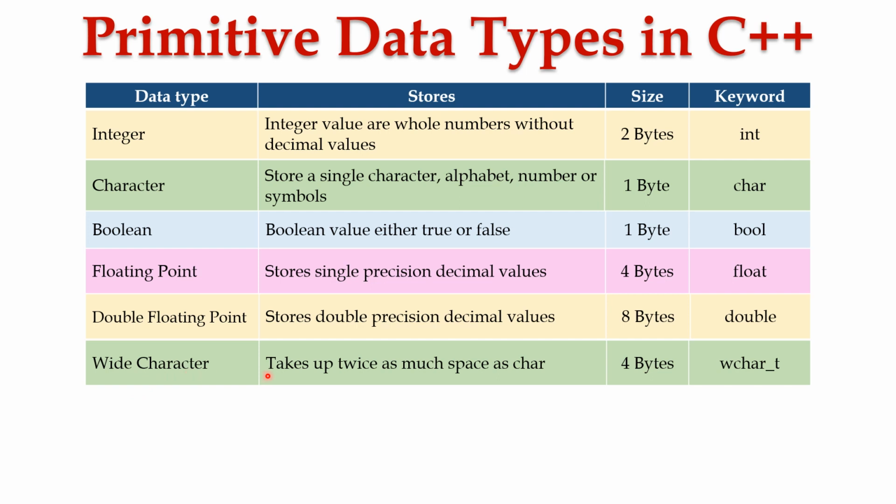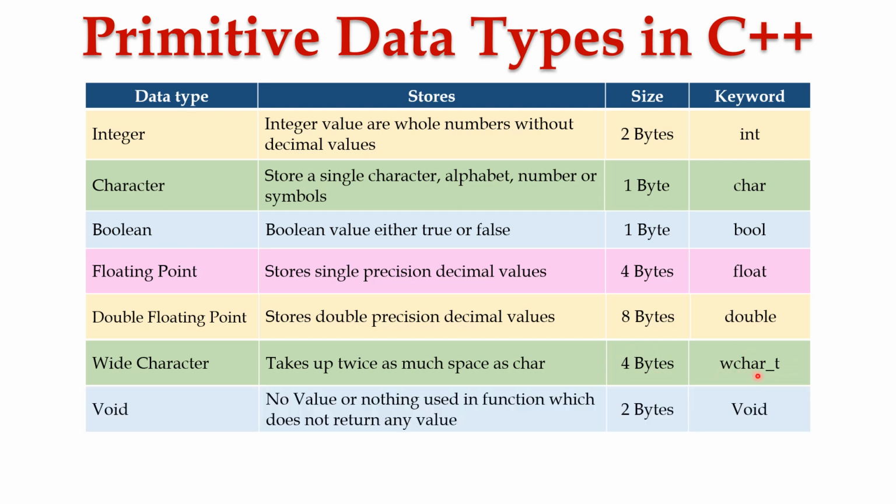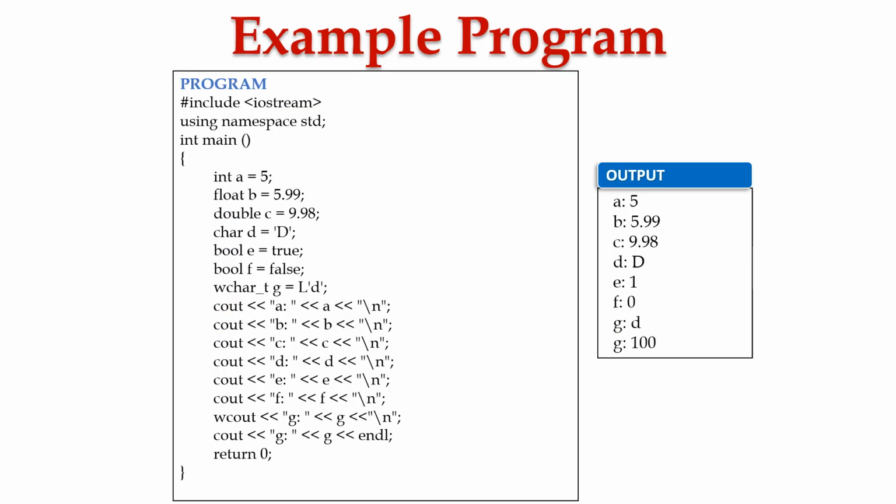Wide character. It takes up twice as much space as char. Size utilized is 4 bytes and the keyword used is wchar_t. Void. No value or nothing, used in functions which do not return any value. Size utilized is 2 bytes and the keyword used is void.